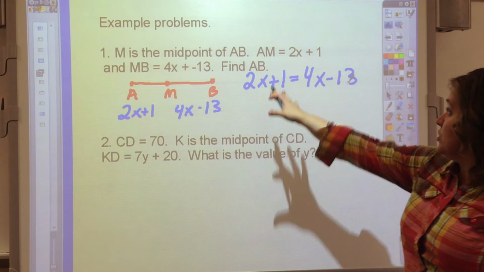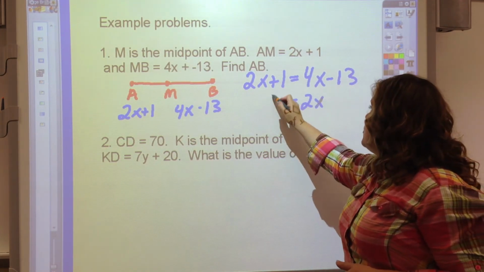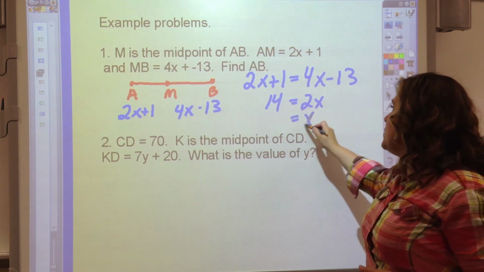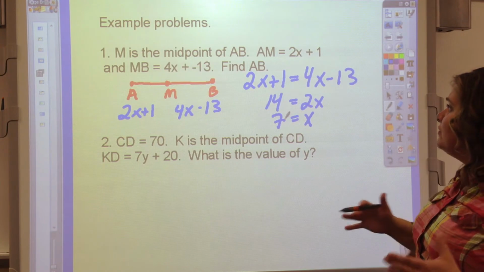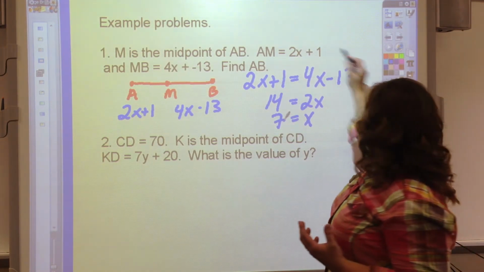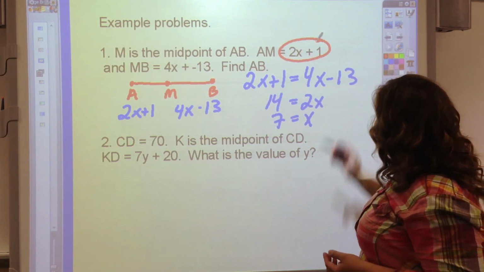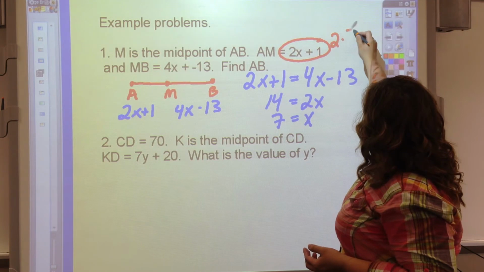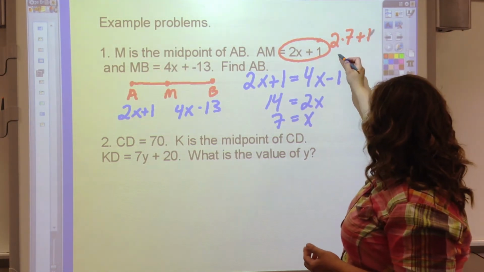To solve for x, I'm going to subtract 2x on both sides. I'm going to add 13 on both sides. And I'm going to divide by 2. And x equals 7. Now that I found x, let's go ahead and find AM. If AM equals 2x plus 1, I would get 2 times 7 plus 1. Does everybody agree that that's going to be 15?